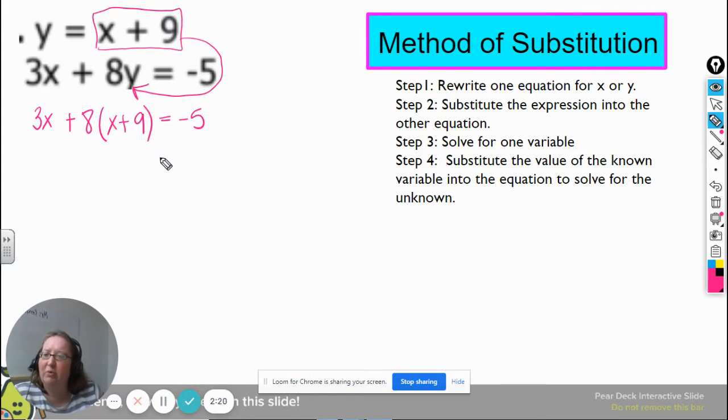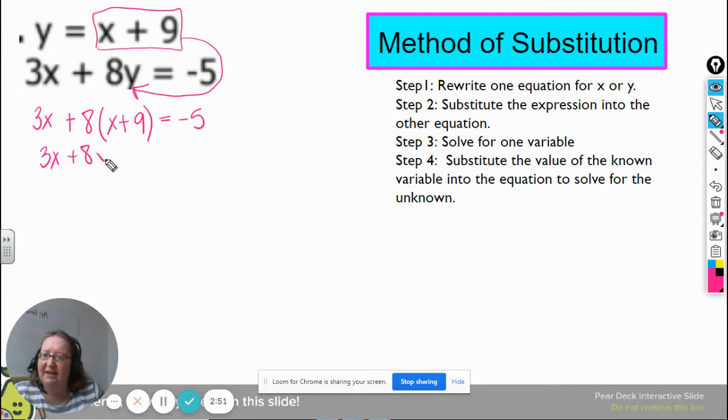Just at this point, I want you to stop for a second. The only thing that's different about this and this is that instead of writing a y, I'm writing this whole thing. Why am I doing this? I'm doing this because you can only solve for one variable at a time. And if there's two variables in here, I can't figure out what x is or what y is. But now I have only x's. So let's go ahead and do the distribution.